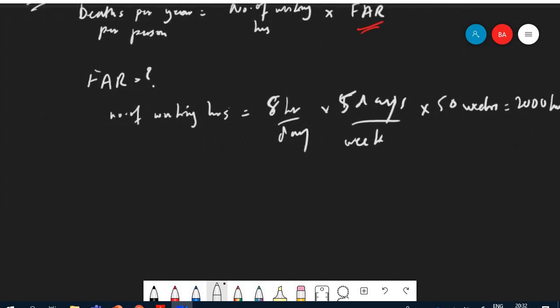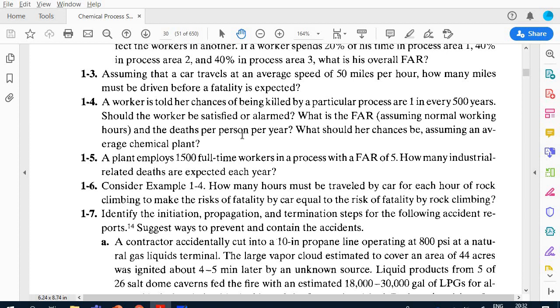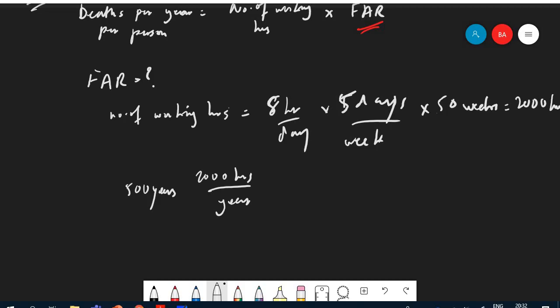Now if I have 2,000 hours per year, and the question said that the possibility is 1 death in every 500 years, so if we multiply by 500 years, the answer will be 10 to the power 6 hours.